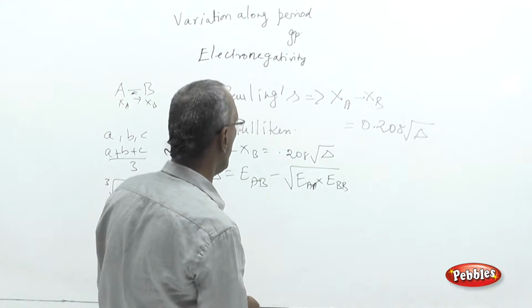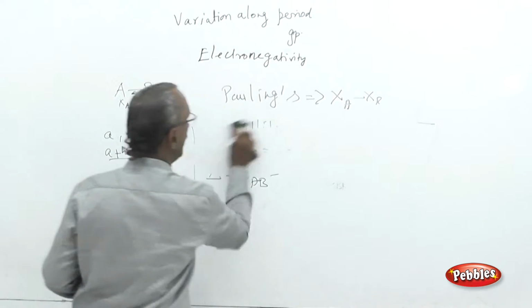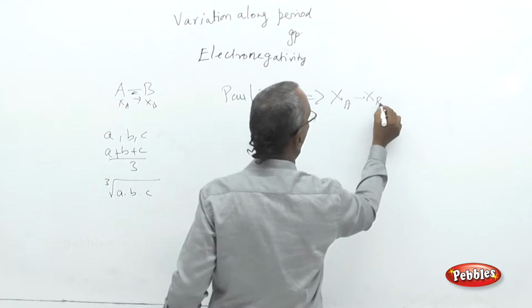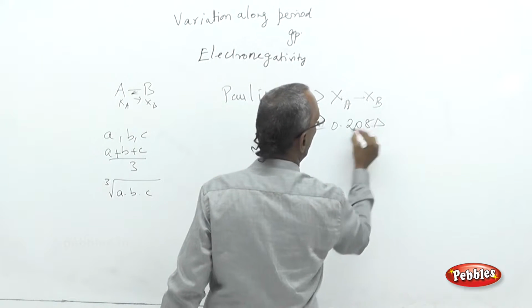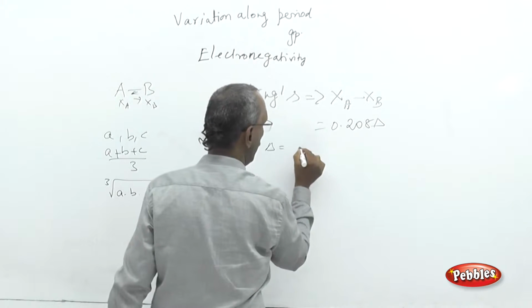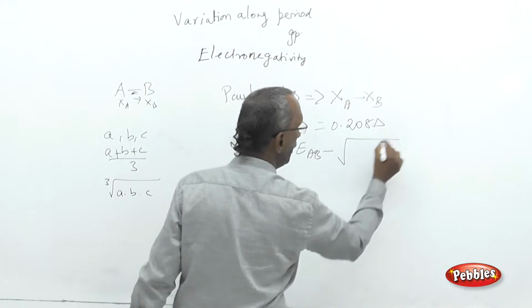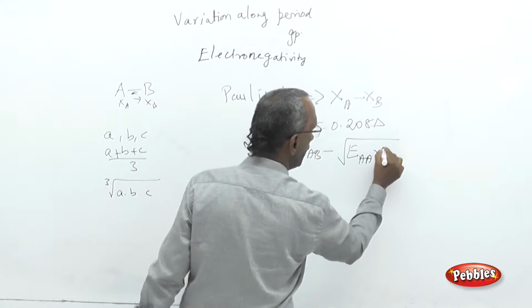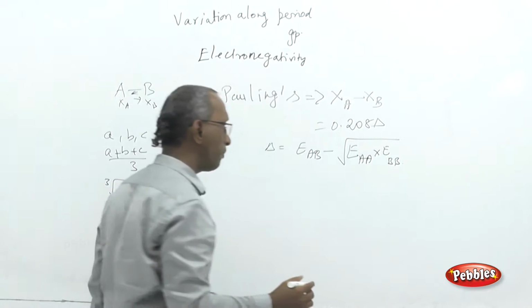So this is the definition for Pauling's scale of electronegativity. Pauling's scale of electronegativity is given by XA minus XB equal to 0.208 delta. Delta is defined as EAB, that is the bond energy between A and B, minus the geometric mean of the bond energies of homonuclear compounds EAA and EBB.